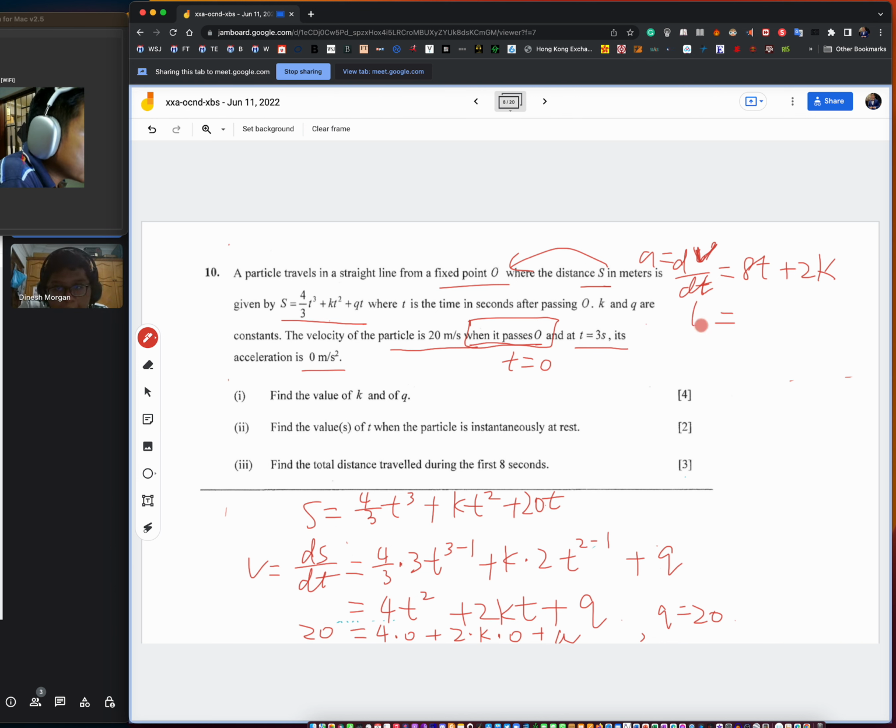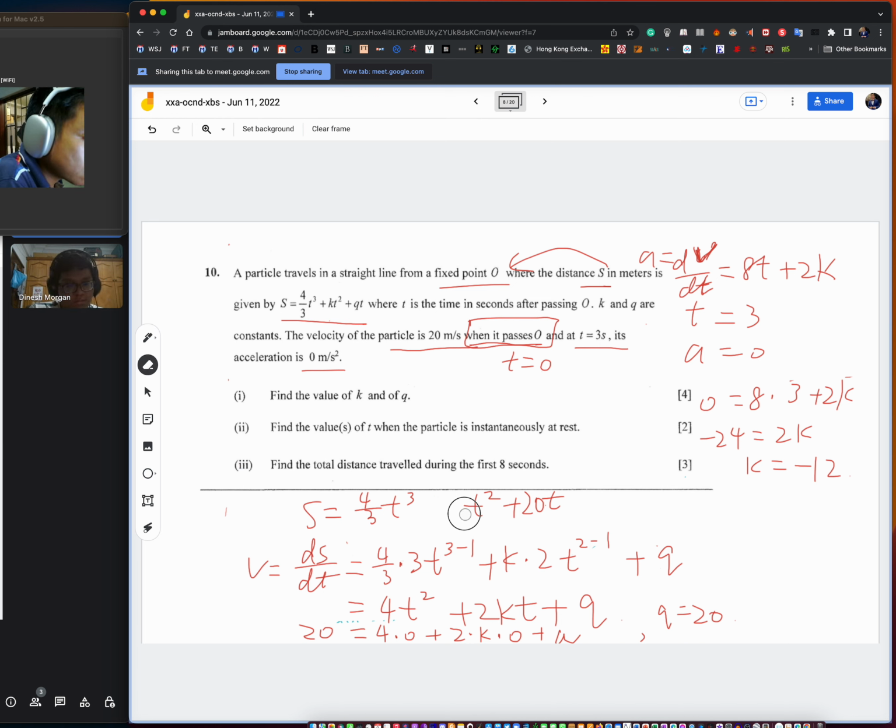So when t is equal to 3, acceleration is 0, right? Just substitute it in. 0 equals 8 times 3 plus 2k. So minus 24 equals 2k. k is minus 12, so k equals minus 12. Okay? Now, find the value of t when the particle is instantaneously at rest.